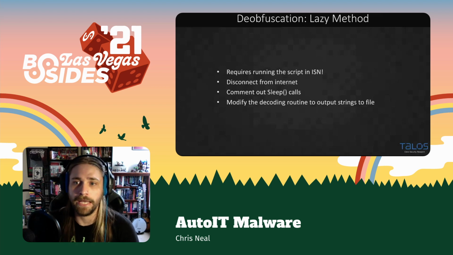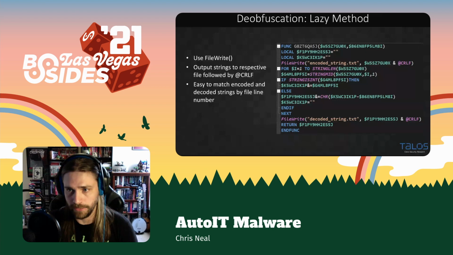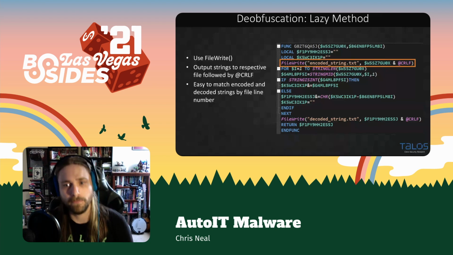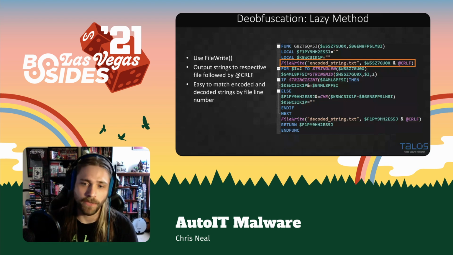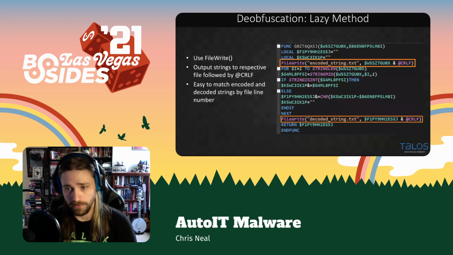And so what we're going to do is add 2 calls to create text files and then output some data to those text files. We need to add 2 lines of code to the function in specific places and then execute it. First, we need a file write function that outputs the current encoded string and a carriage return into a file. And then second, we have another file write call that writes the decoded string and then a carriage return to a second file.